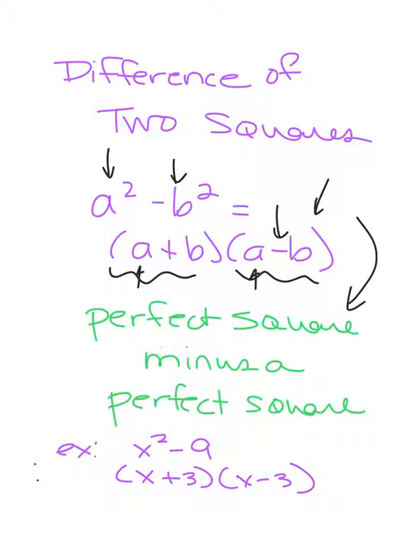Now, for the example we have down here, if I have x squared minus 9, which is a perfect square minus a perfect square. Any variable to an even power is a perfect square, and we know 9 is a perfect square because 3 times 3 is 9. So this factors to x plus 3 times the quantity of x minus 3.